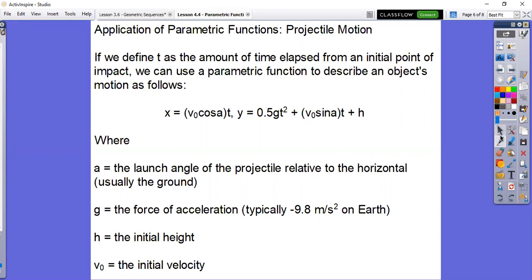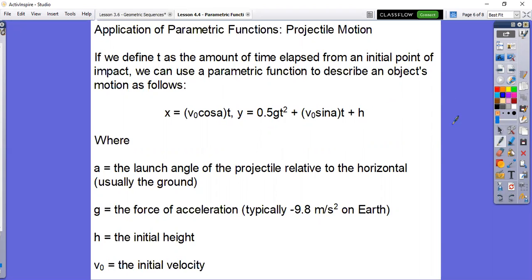So what we can use is a parametric function that describes the object's motion like this, where x equals initial v, so this is v naught, v null, that's typically used to denote initial, times cosine of a times t, and then the y coordinate would be 0.5 gt squared. 0.5 is also 1/2. 0.5 gt squared plus v null sine of a t plus h.